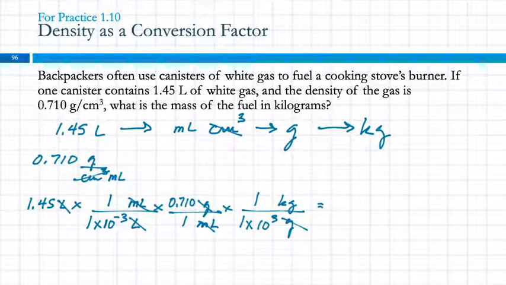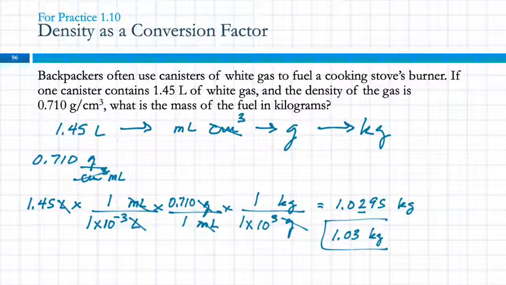So 1.45 divided by 1 EE negative 3 times 0.71 divided by 1 EE 3, and my calculator isn't showing me a ridiculous number of digits, so I can write them all down. The unit is kilograms. How many sig figs? 3. My starting number had 3. This conversion is exact. That one's exact. The density is not exact. That's also 3. 1.03 kilograms.